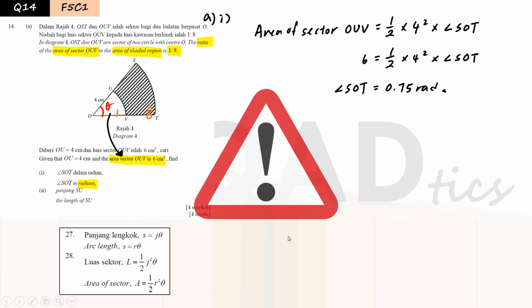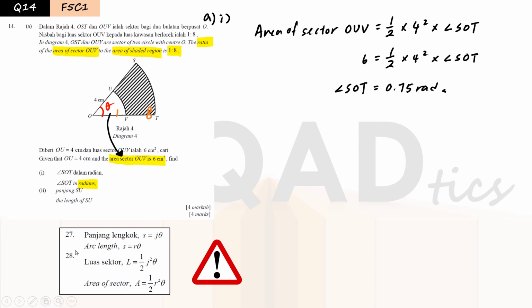Right, so just to recall, for formulas 27 and 28, the theta here is in radians. The other formulas that have angles, all of them are in degrees. Only these two formulas use radians.